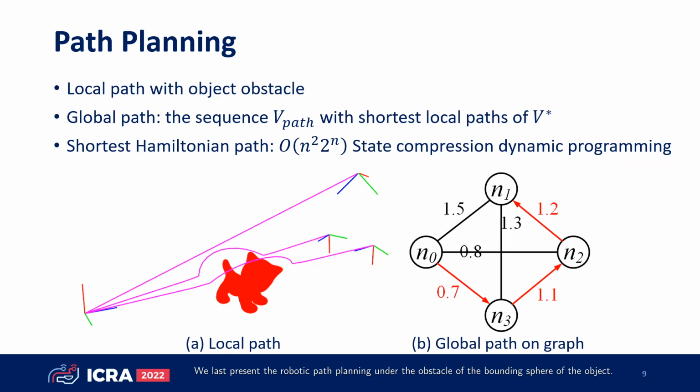We last present the robotic path planning under the obstacle of the bounding sphere of the object. For convenience, we plan a straight local path between any 2 views and let the robot go around the obstacle. The global path planning problem is to find the sequence whose total local path length is minimized. This problem can be regarded as finding the shortest Hamiltonian path. We use state compression dynamic programming to solve it.